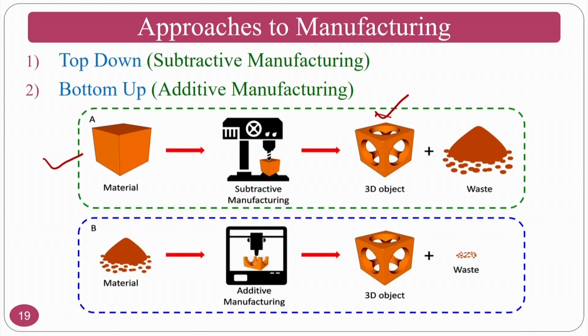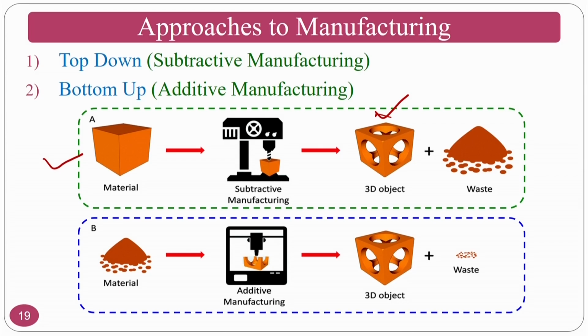In the bottom up approach, normally I have powders and I make a component. Powder metallurgy is a bottom up approach: I have powders, I compact them, sinter them, and make a component. In the first case, I do the machining operation.